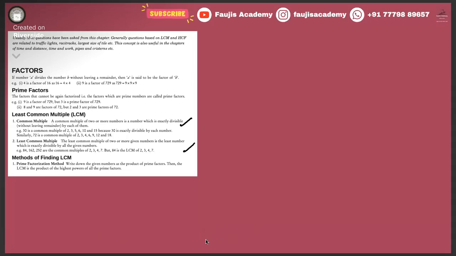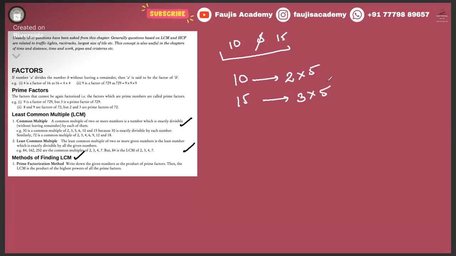So this is what I mean by least common multiplication, guys. There are a few methods of finding the LCM. There is something called prime factorization. Write down the given numbers as the product of prime factors, and then the LCM is the product of the highest power of all the prime factors. So we took the numbers 10 and 15. 10 could be prime factorized as 2 into 5 and 15 could be written as 3 into 5. Yes or no, guys? Can we write it out like that? Yes.